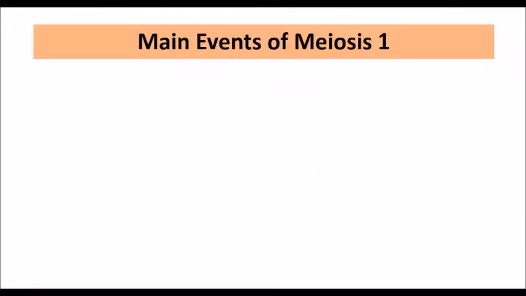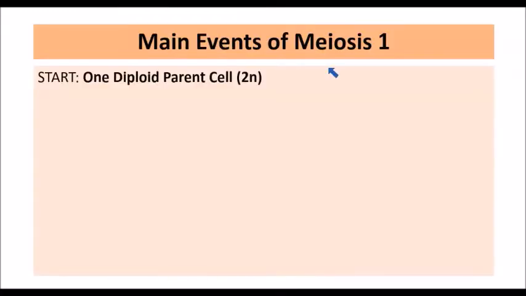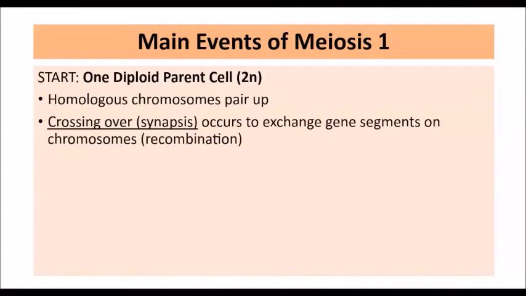Okay, let's summarize these main events of meiosis 1. So first of all, we started off with 1 diploid parent cell, represented by 2N. Now the homologous chromosomes pair up, and we have the crossing over, also known as synapsis. That is where you have the exchange of gene segments on the chromosomes from the mother's chromosome and from the father's chromosome. This is also known as recombination. So you're going to have a recombination of genes from the mother and the father's chromosomes. Crossing over is a key event in meiosis 1 that you need to understand. With this exchange of gene segments, you can clearly see where the genetic variation is going to come in.